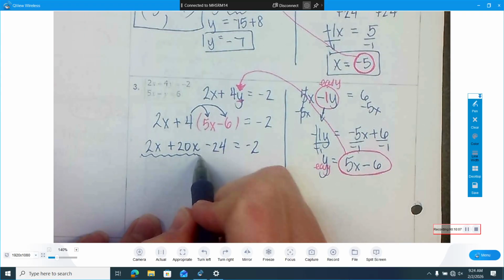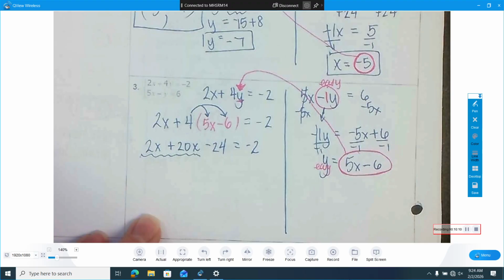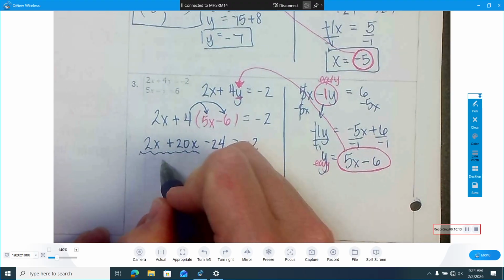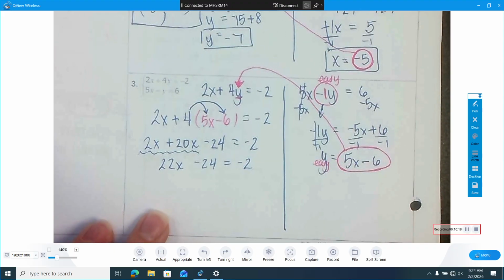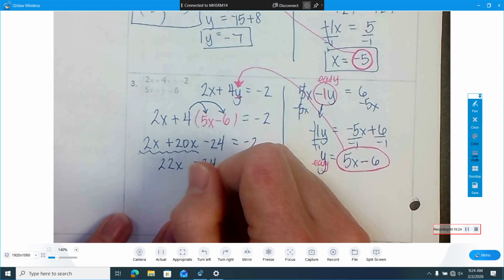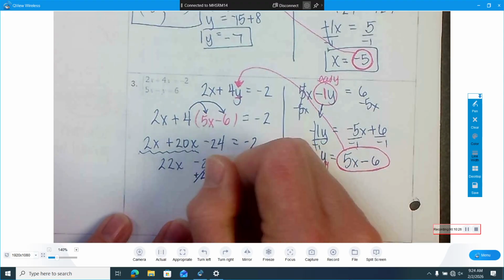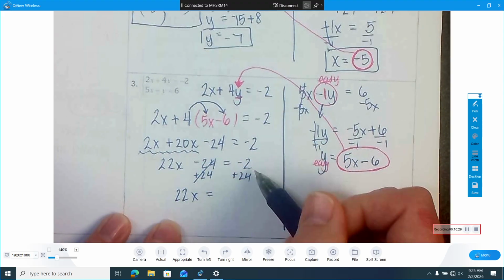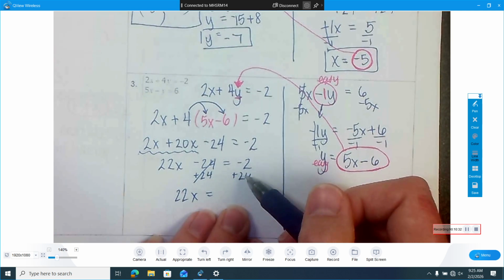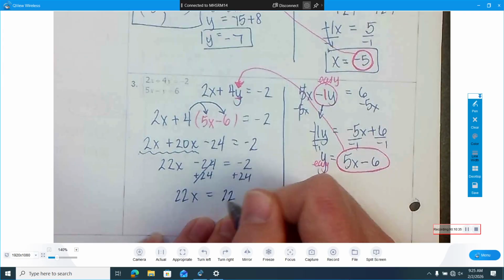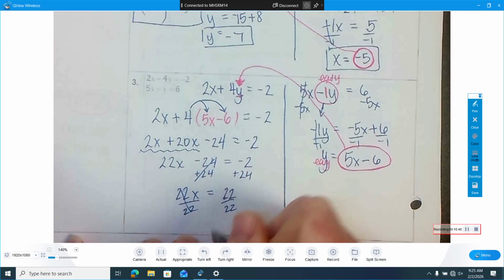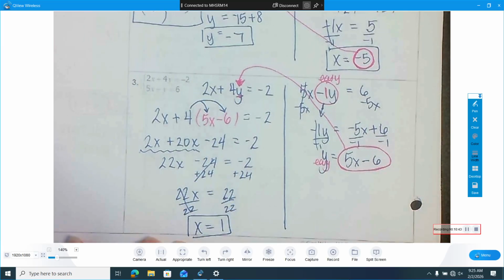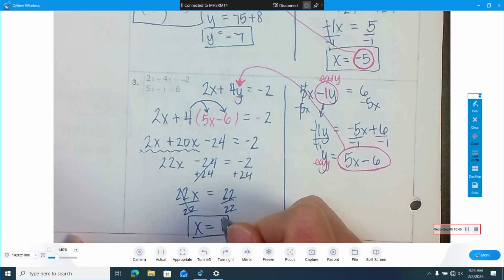I'm going to combine my like terms. So it's 2x's plus 20 more x's, 22 x's. Subtract 24 equals negative 2. And then what should we do? Add 24, add 24. All right, so we get 22 x's equals, who wins, positives or negatives? Positives, and by how many? 22. All right, and then we need to divide by 22. So we get x equals 1. Are we done? Not quite.